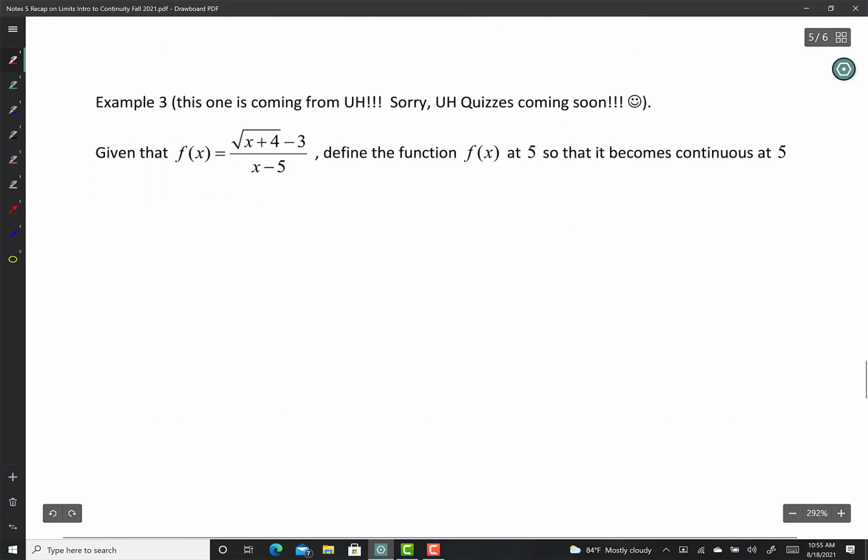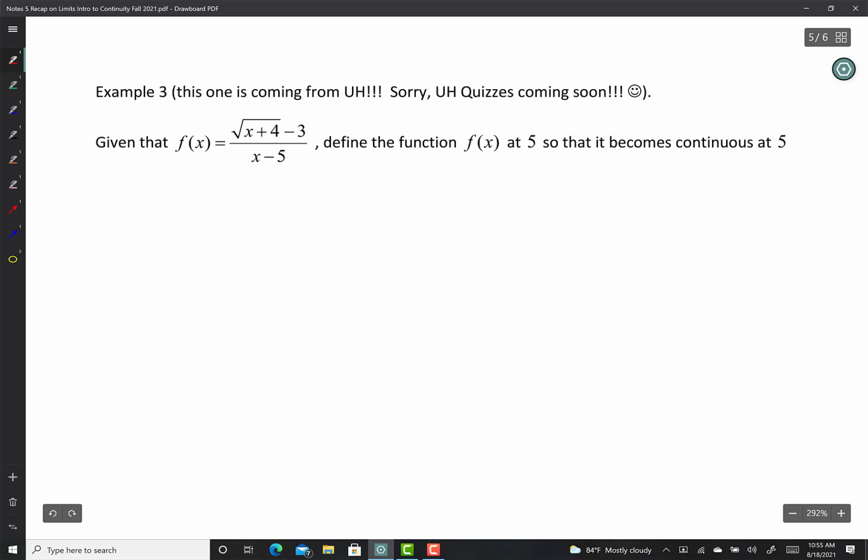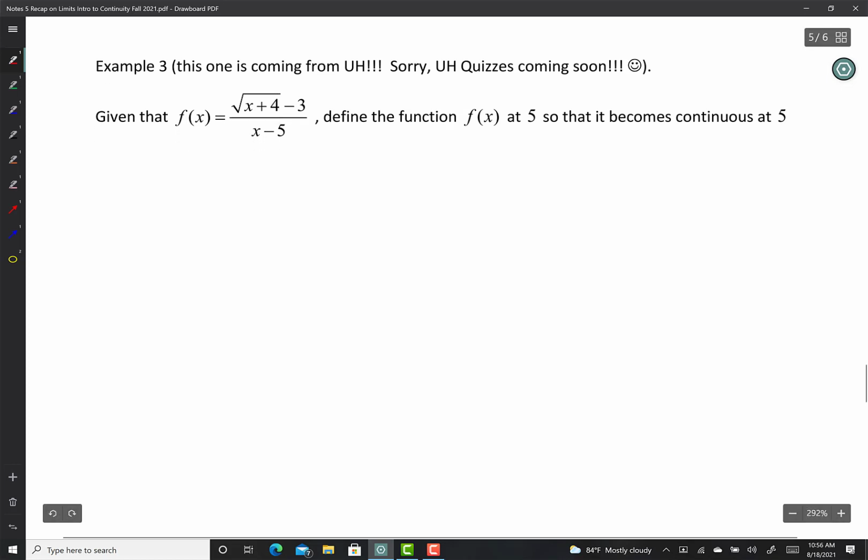Okay. So this one is coming. We haven't asked this question yet. Is this from quiz? No, it's on the continuity quiz. We're not assigning it yet because we're not experienced enough yet. But here we go. You guys ready? It says, given the function f of x equals blah, define the function f of x at 5 so that it becomes continuous at 5.